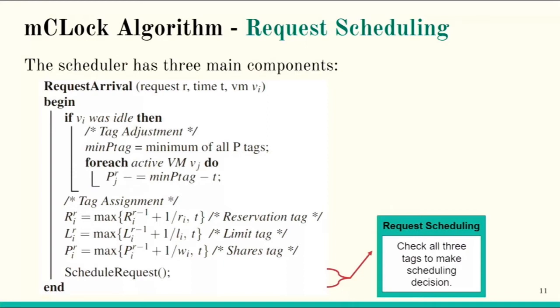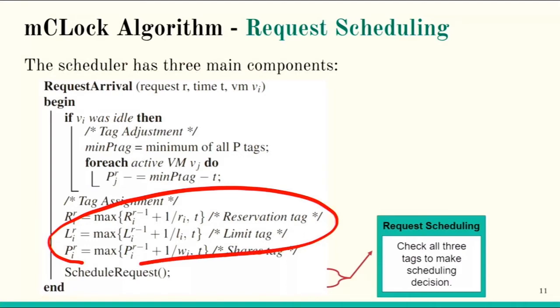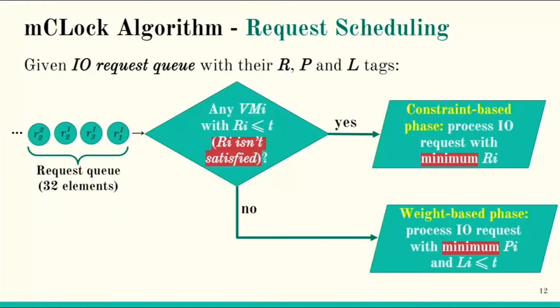After we update all these tags for reservation, limit, and also proportions, in the previous slide I showed you only the reservation calculation. The limit and the proportional calculations are similar. Next, after we have processed all these tag assignments, we will schedule requests, corresponding to this third component. How can we do that?